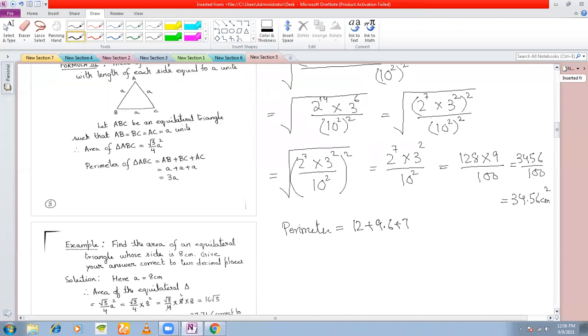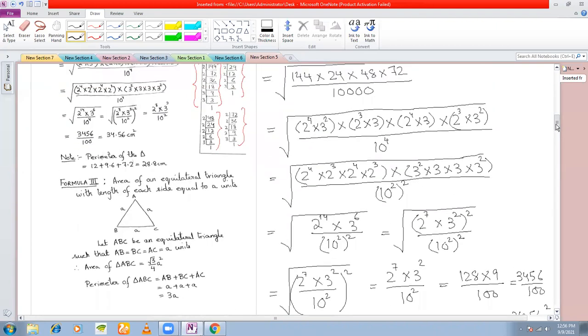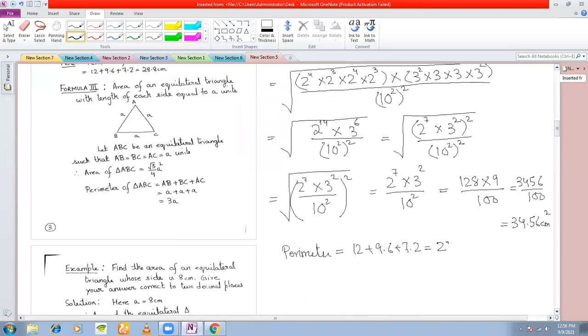Excuse me, sir. Tell me. So 128 into 9 will be 1152. Yes, sir. Okay, then maybe I've made a multiplication mistake. If it is 1152 by 100, then your area will be 11.52 centimeter square.